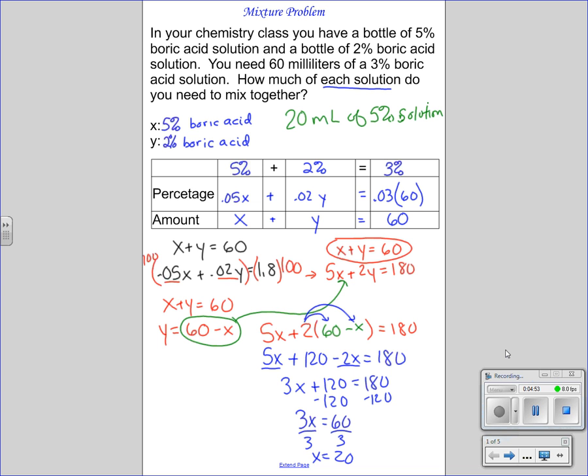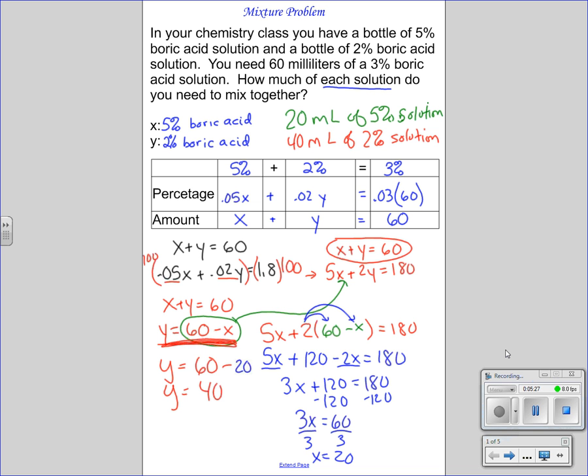Now I need to get how many milliliters of the 2%. Well, I know they have to add up to 60. So y is going to be 60 minus what I found for x, which was 20. So y is going to be equal to 40. So I have 40 milliliters of the 2% solution.